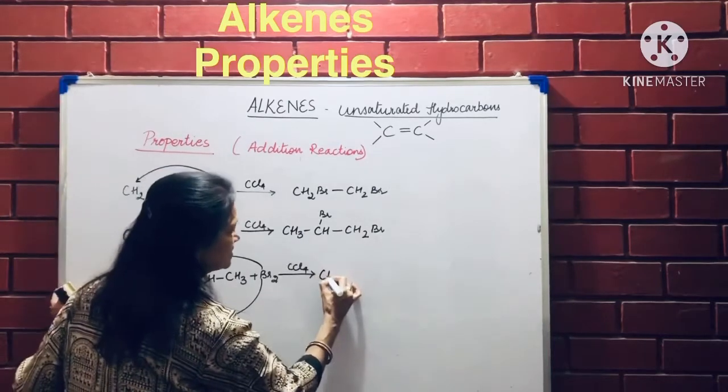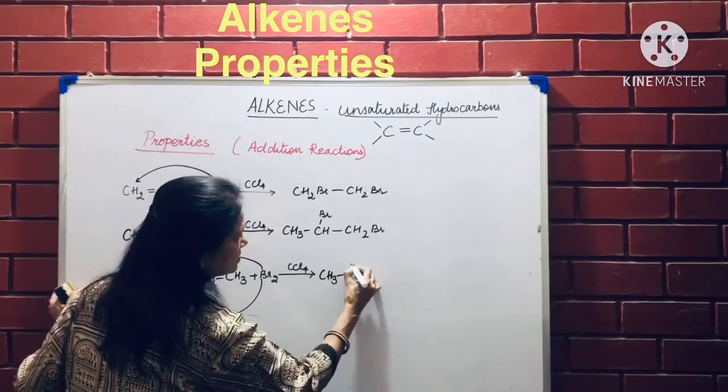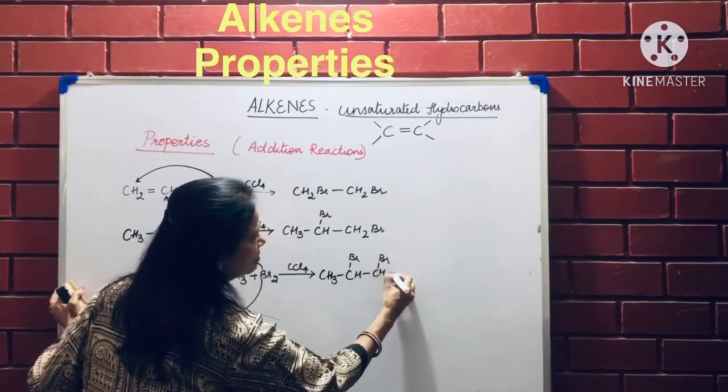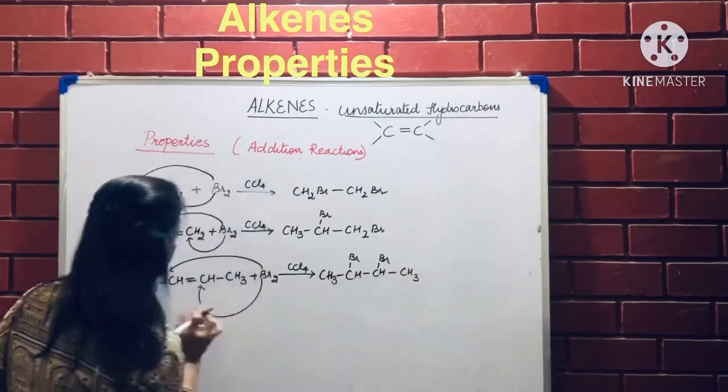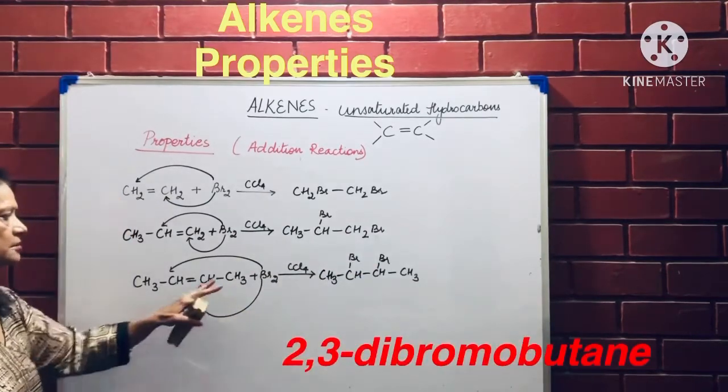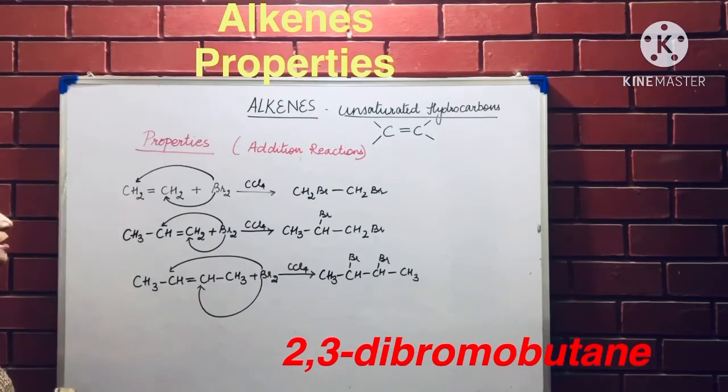So it becomes CH3, CHBr, CHBr and CH3. Both these CH will get 1, 1 Br and will change into a single bond compound.